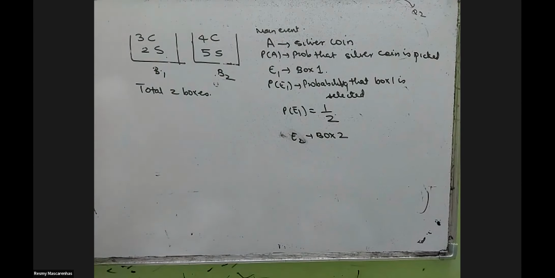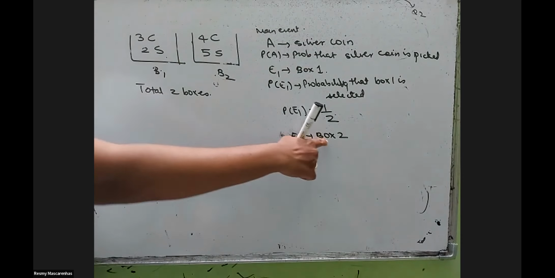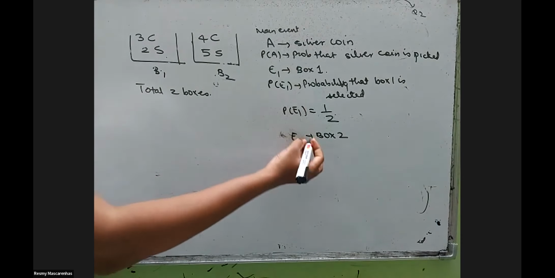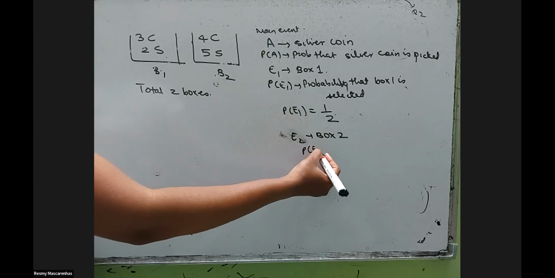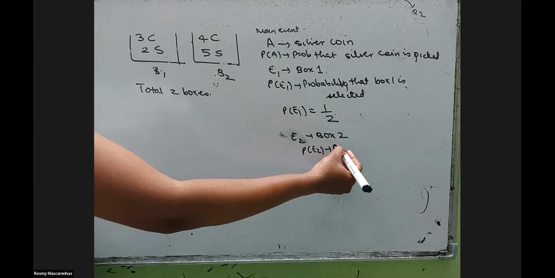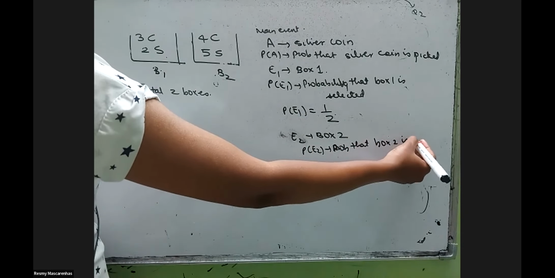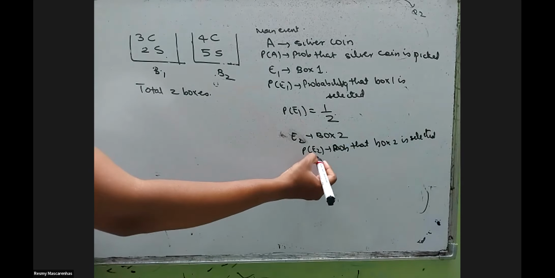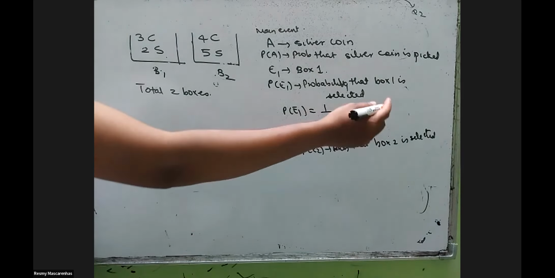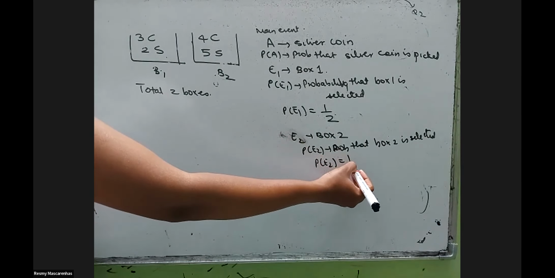That is for sure. You will not come back because compulsorily you have to select one box and pick a coin and come. So if box 2 is selected, even box 2's probability is how much? Equal chances. The probability of E2 is what? Probability that box 2 is selected, for what? To pick up the coin. The probability of E2 will be half again.